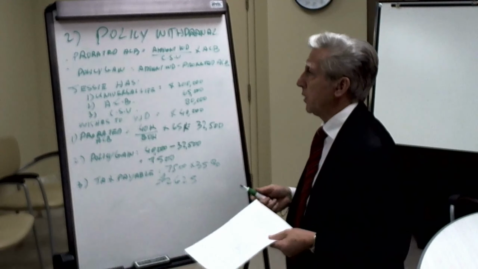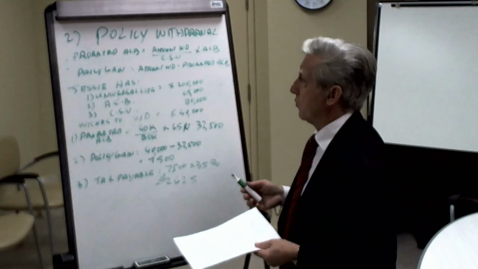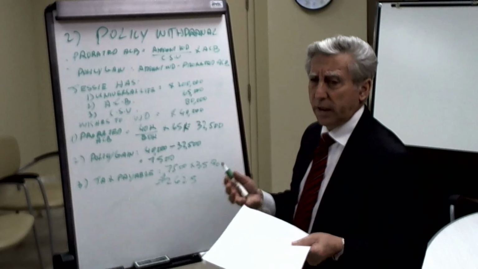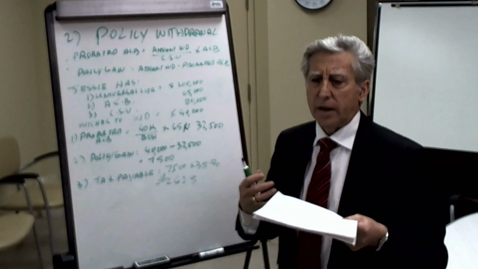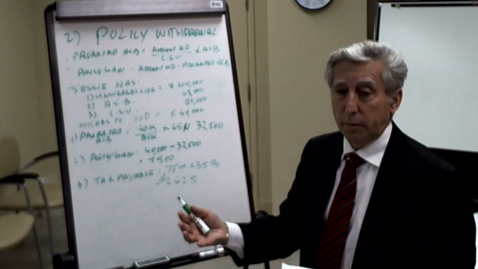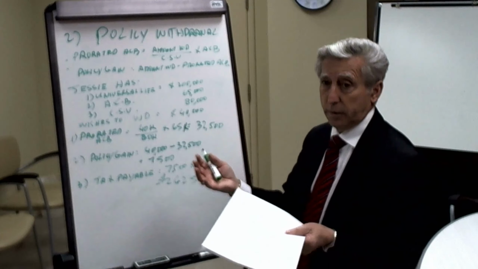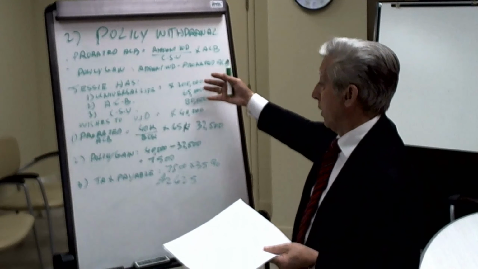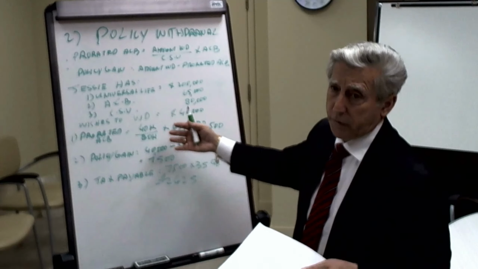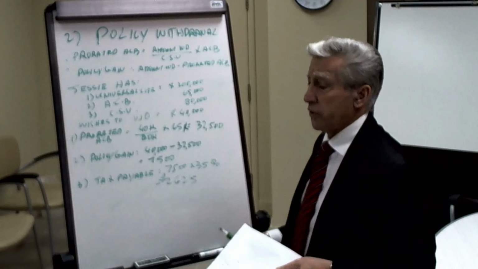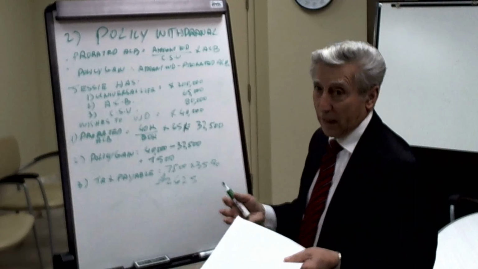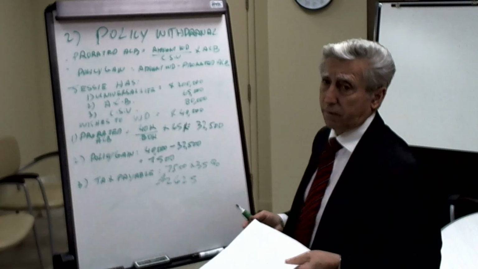Again, a very quick summary. When you're doing a policy withdrawal, the very first thing you do is calculate the prorated ACB. You take the amount you're actually withdrawing, divided by the amount originally in the policy, times the original ACB. Here we took out $40,000, originally we had $80,000 in the policy, and the original ACB was $65,000. So the new ACB is $32,500.